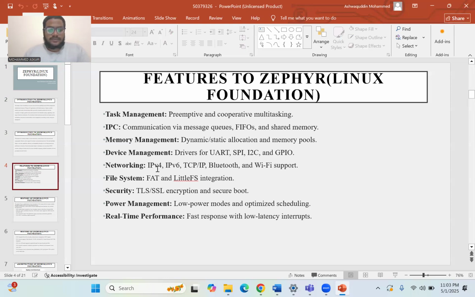Networking would be IPv4, IPv6, TCP/IP, Bluetooth, and Wi-Fi support, file system, FAT, and LittleFS integration. Security would be TLS, SSL, encryption, and secure boot. Power management, there's low power modes and optimized scheduling. Real-time performance, fast response with low latency interrupts.